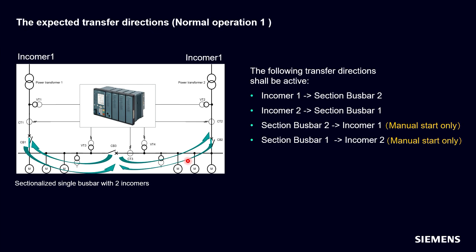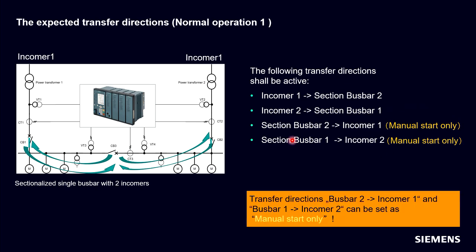So now we know the different sensitive start types, and we can look back to our application here with the 3-breaker application, and we have the following transfer directions. These transfer directions can be set as automatic transfer directions and as manual start only transfer directions. That means for the recovering of the incomer, we should only use manual start, because the transfer then is done manually, and we can do it by paralleling.